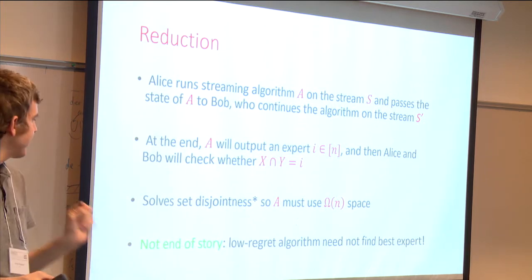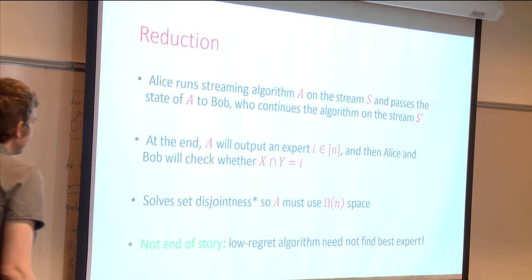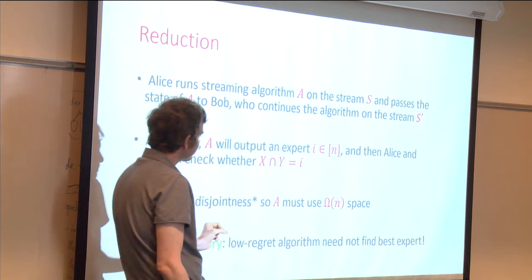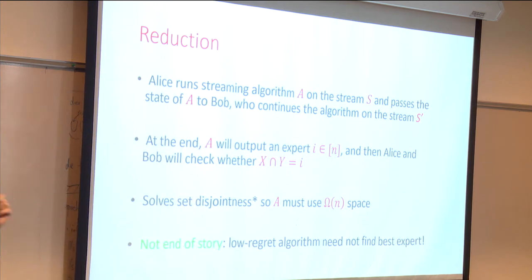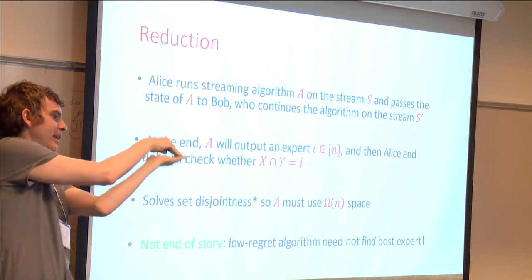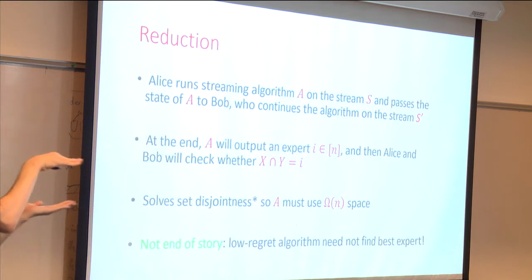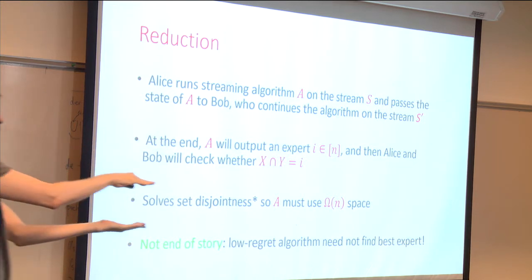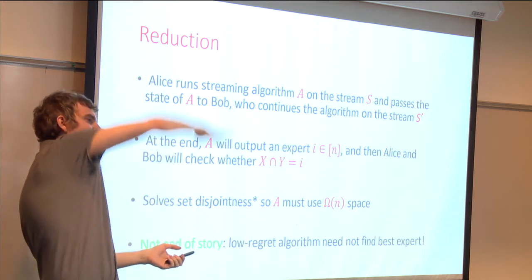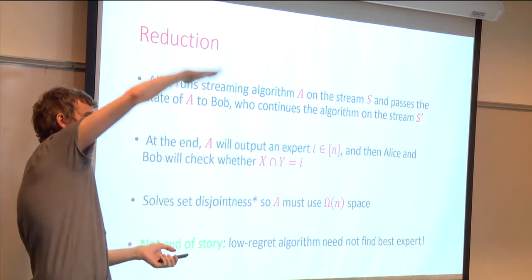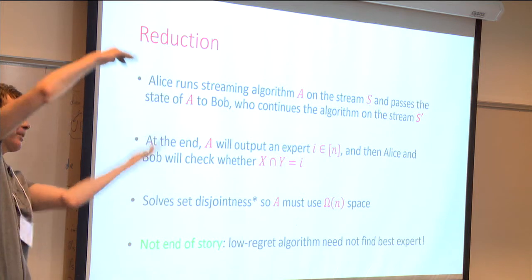So it might look bleak, but this is not the end of the story, because a low regret algorithm need not find the best expert. Think of this instance where I had this two-player communication problem, and Alice and Bob corresponded to day 1 and day 2 respectively. And I copy Alice's input t/2 times, and I copy Bob's input t/2 times.